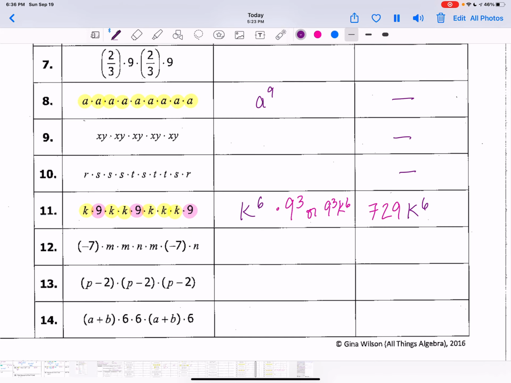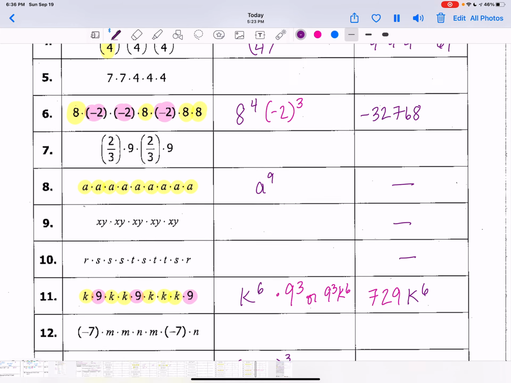All right, so you're going to try the next one, and then I'm going to do this one down here for you because you have an expression in parentheses. So it's P minus 2 is the base, and you have 3 groups of P minus 2. Now again, that we can't really find the value of, so we're just going to cross that one out. But for 14, you can multiply the 6's together, but look at your base. Your base is A plus B. All right, so just make sure you multiply those 6's together, and that's going to go in front of your A plus B in parentheses squared.